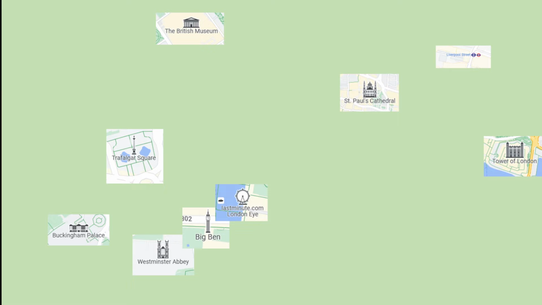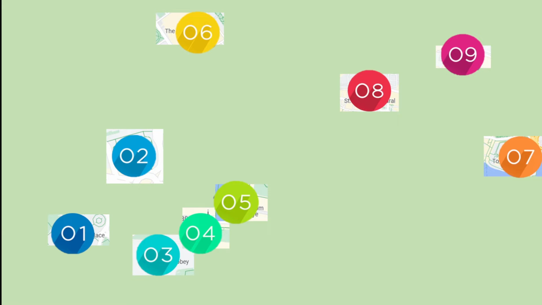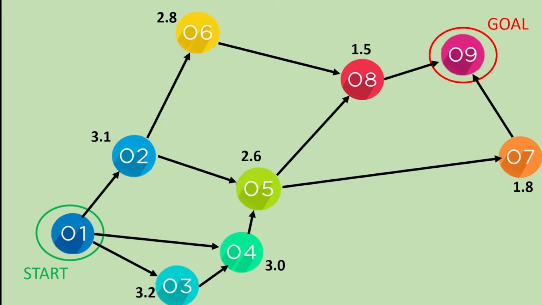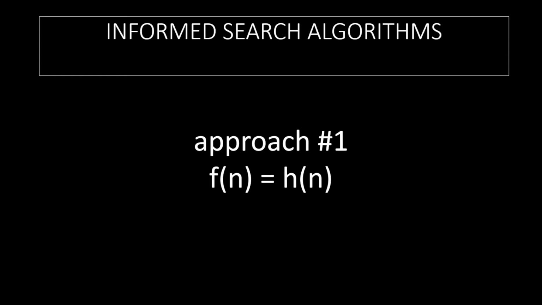So we've got our graph with our attractions. We're going to give them a number to make it a bit easier. We're going to go from 1 to 9. So you can see with our estimates of the distances to our goal, this is our graph that we're going to use. Now let's have a look at two approaches.